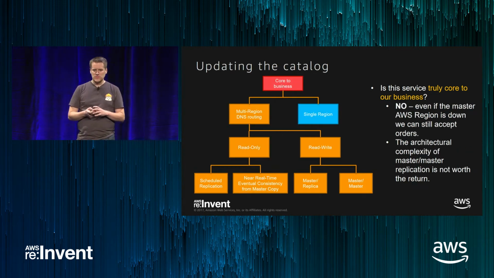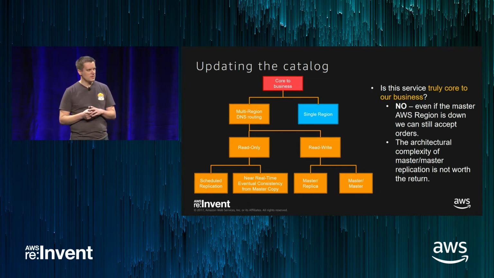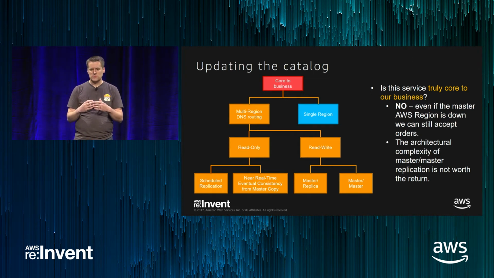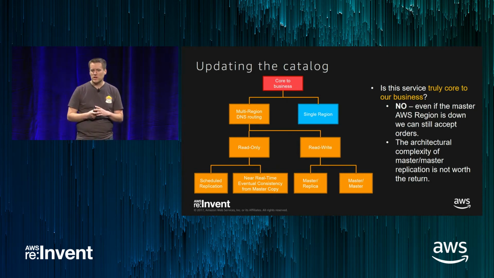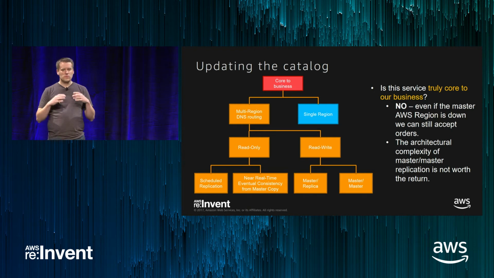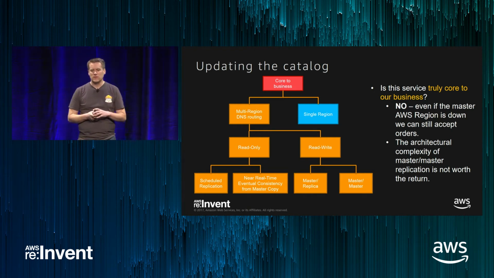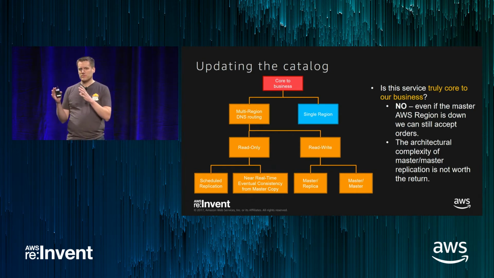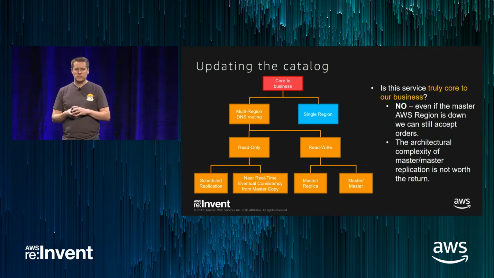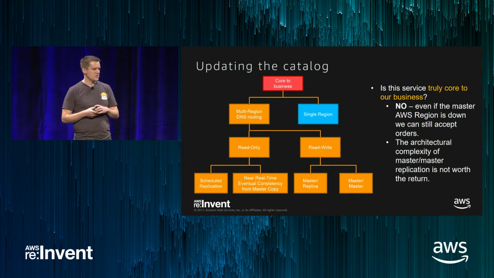If we take the same tree and look at the updating catalog use case, we stop much earlier. Here, we're stopping already at that first step. We can constrain this into one region. We only need to deal with one table that we're updating. This is a fairly important realization because now we can start simplifying a lot and remove the architecture complexity. If we had decided this was a critical service, we very likely would need to put some sort of master-master replication into place.